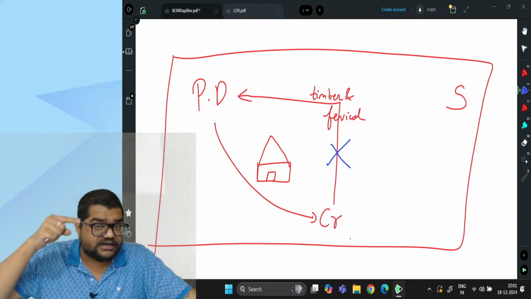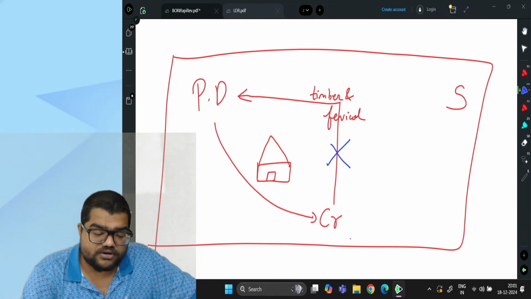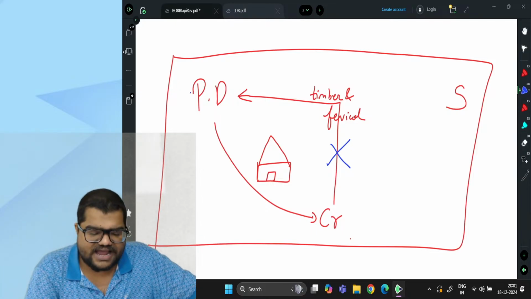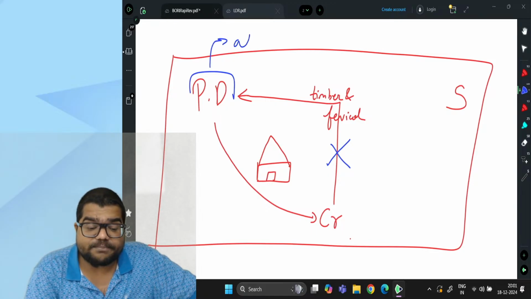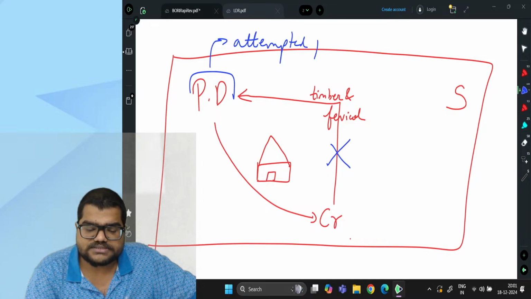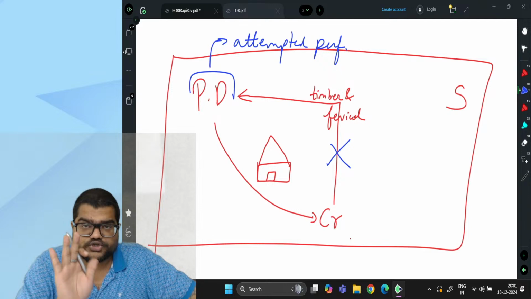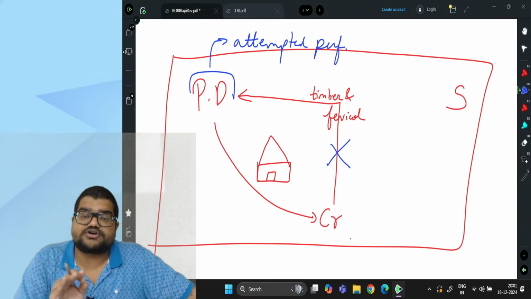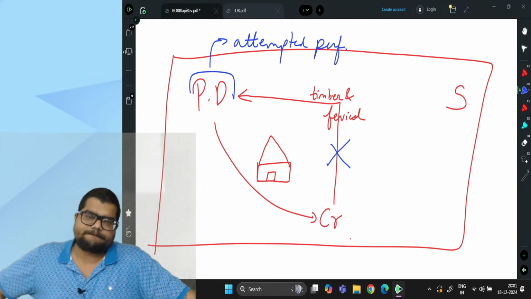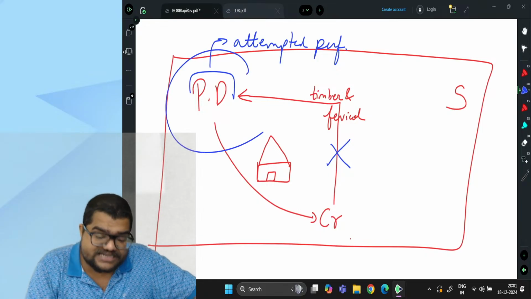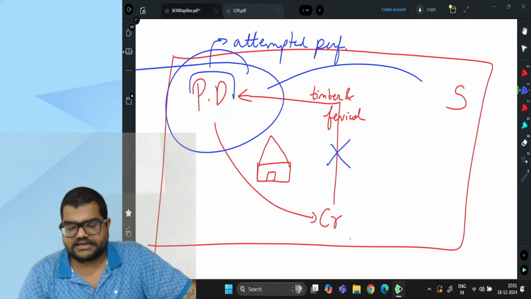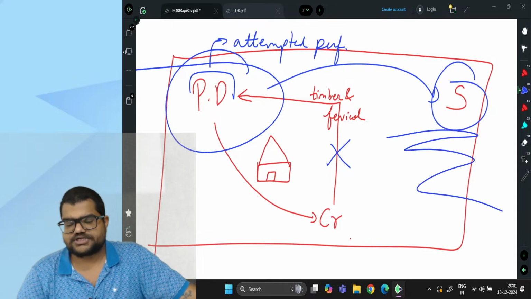If you can connect the things, from the viewpoint of the principal debtor, we had attempted performance. Attempted performance means he was ready and willing to perform and do his job, but it is the creditor because of whom the work could not be done, and hence the principal debtor is discharged, and ultimately the surety is discharged.